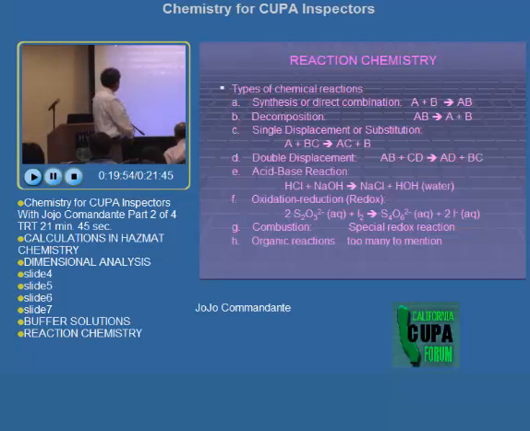Okay, let's finish off. Single displacement is A plus BC equals AC plus B. That's ordinary. Double displacement is AB plus CD equals AD plus BC. Acid-base reaction is a form of double displacement. For example, hydrochloric acid plus sodium hydroxide becomes sodium chloride plus water. I put HOH there because it's AB plus CD, so it's a form of double displacement reaction.